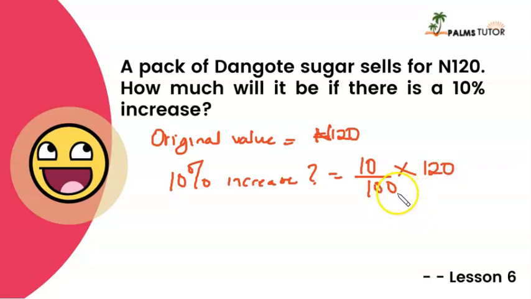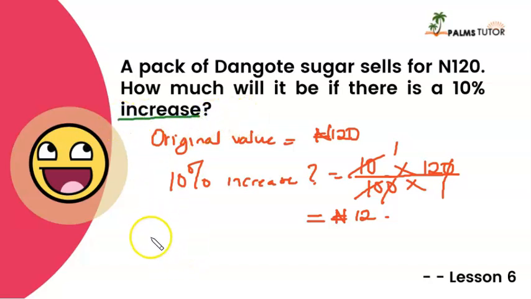Is that also the original value? So we can just cross this over and say times 1. 0 cancels 0. Any other thing possible? Oh, 10 cancels 10. So that means 10% increase in the price of this sugar is actually 12 naira. Does that mean that you are going to be paying just 12 naira? No, it's an increase, which means that you would pay the original value, 120 naira, plus the value of this increase, 12 naira.